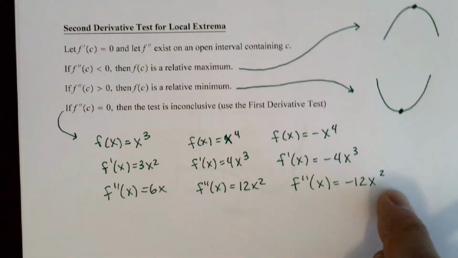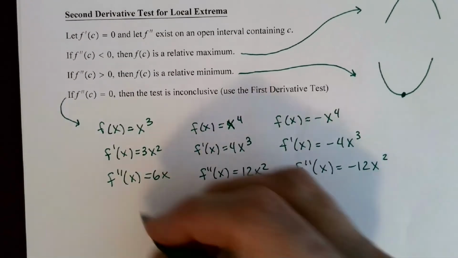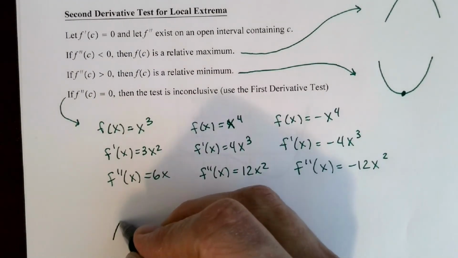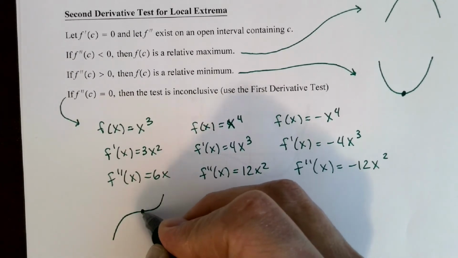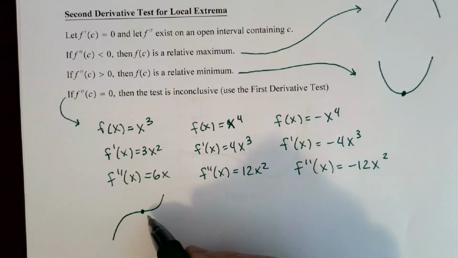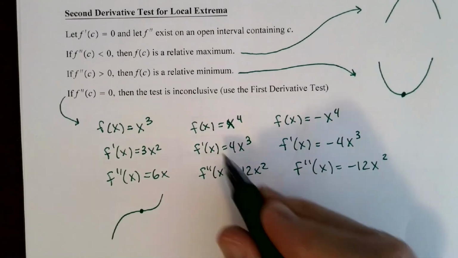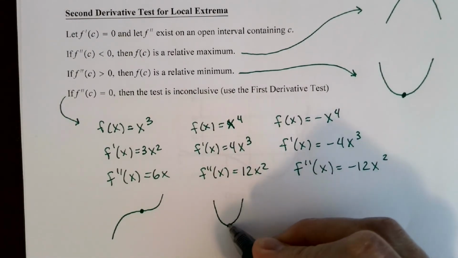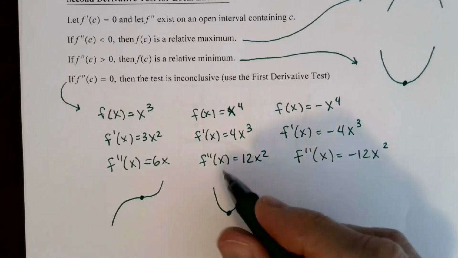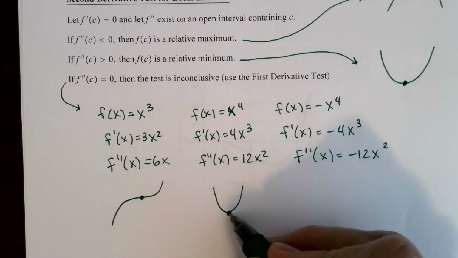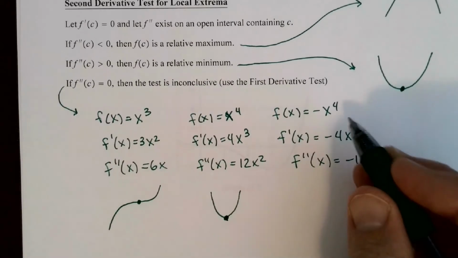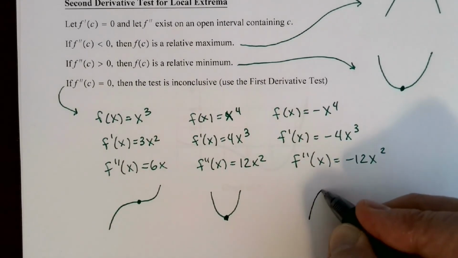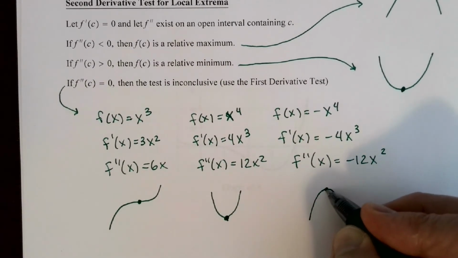of these functions. But clearly, if I look at the graph of x cubed, it looks like this. There's 0. Is that a max or is that a min? It's neither. What about this situation? The x to the fourth graph will look like this. What's going on down here where the first derivative is 0? That's a local min. And what's negative x to the fourth? It looks like that.